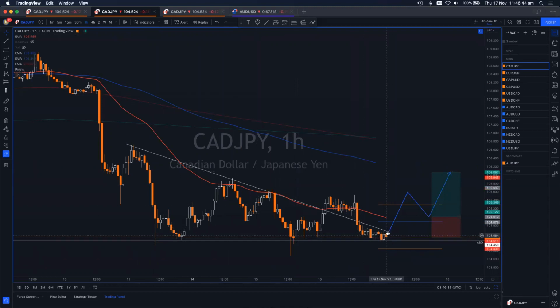What we do have, of course, is when we get a break of this triangle, break of the 1 hour 50, we're going to hopefully get a break up here and a pullback to the 1 hour 50, and that can give us a nice little IBO. IBO long, is it A, B, or C?